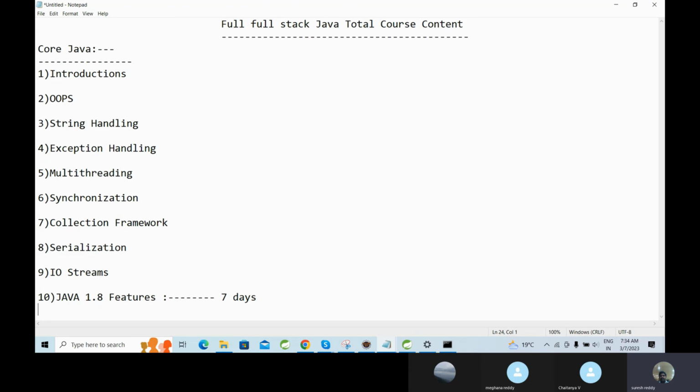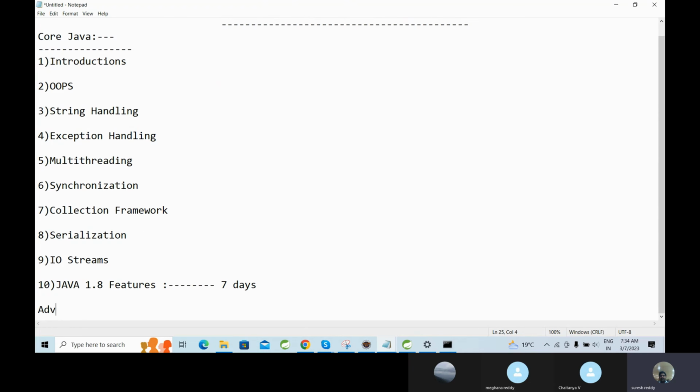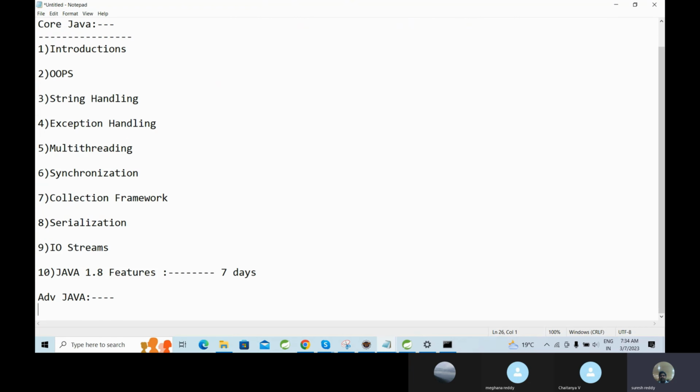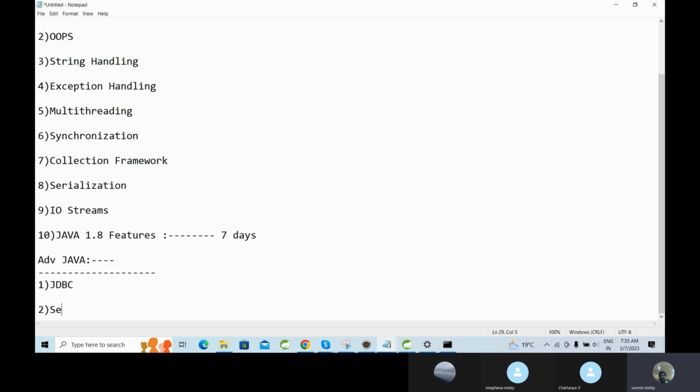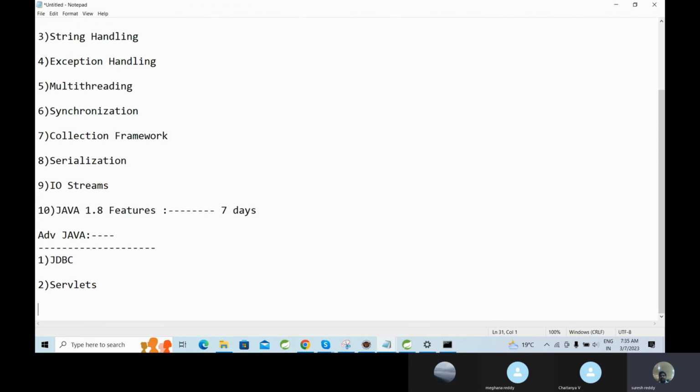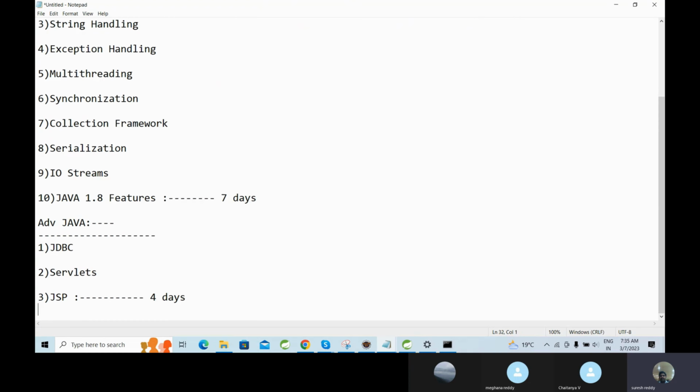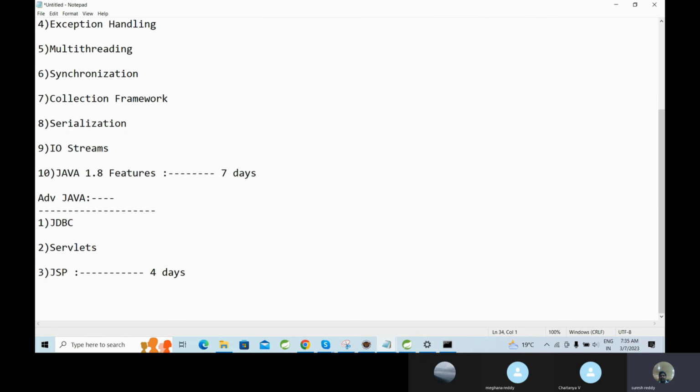Next, advanced Java is there. In this advanced Java, the first one is JDBC. Next one is servlets. Third one, JSP, Java server pages. This is 4 days. So every day I will cover.